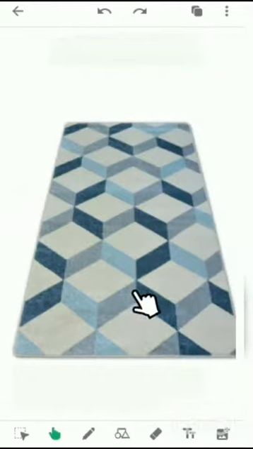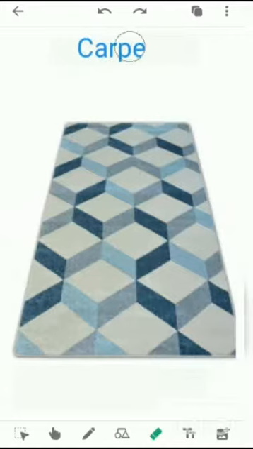This is another picture. You all are familiar with this picture. What is the name of this picture? Yes, this is a picture of a carpet. Here you can see many shapes in this picture. Look at this white colored shape. What is the name of this shape? Yes, this is a square.